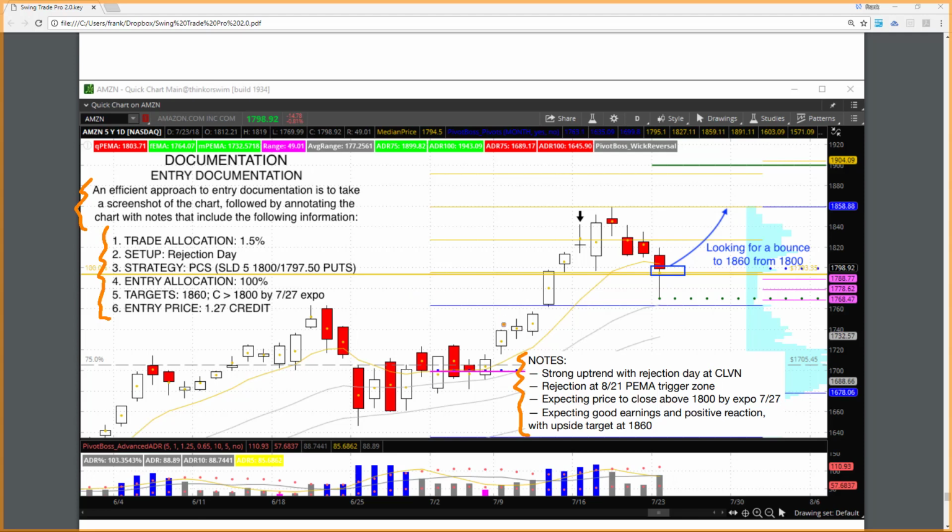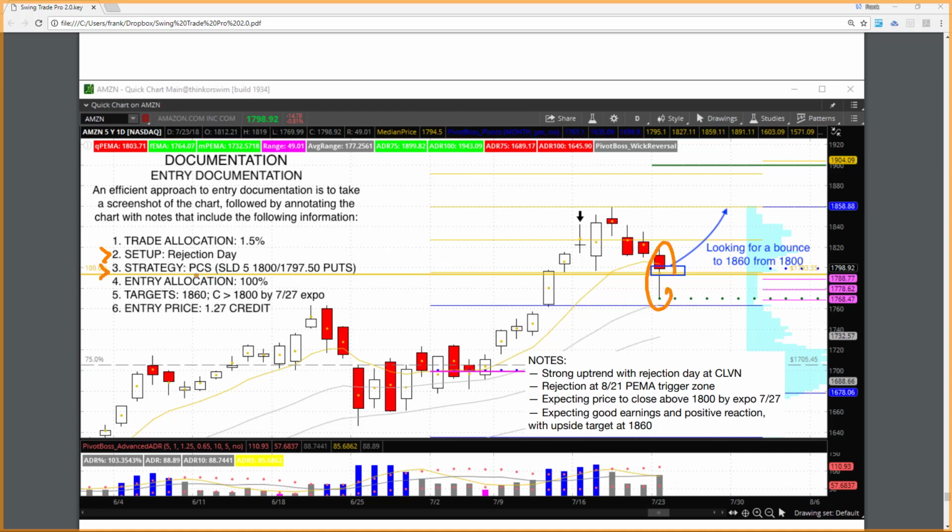In this case, again, we had been trending higher in Amazon, in an uptrending market. We were retesting prior highs here, the previous month's highs, into an LVN, and formed a rejection day. Not a super strong rejection day, but again, a rejection day nonetheless. In this case, the trade allocation that I used was 1.5% of allowable trade allocation. Here, the setup was a rejection day.